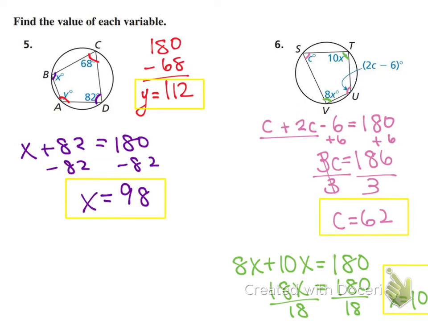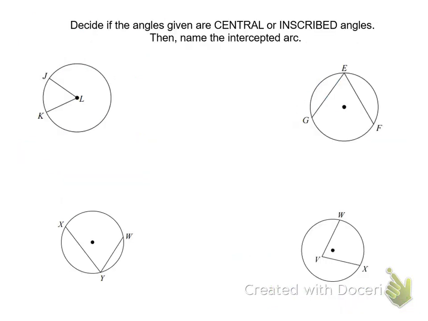You'll want a whiteboard marker. You can keep this out. All right, so you're going to do these in order. Do the question and then show it to me. Here's what you're doing on each of them. Decide if the angles given are central or inscribed. Then name an intercepted arc. So you tell me if it is central or inscribed, and then tell me the intercepted arc.